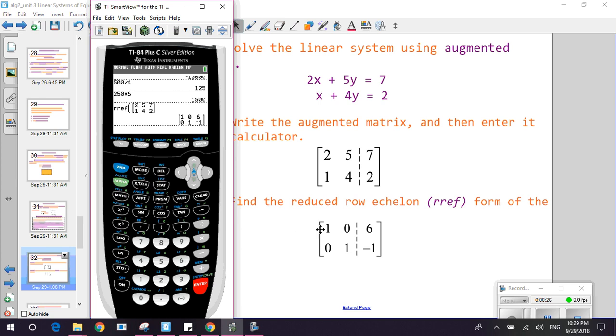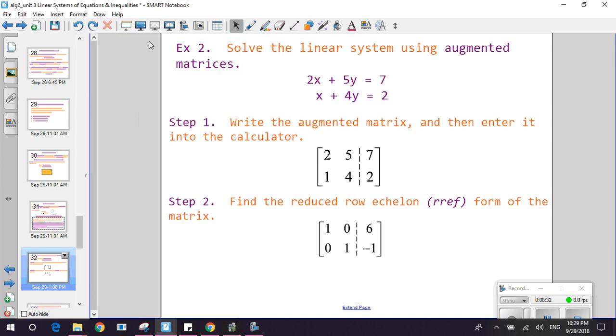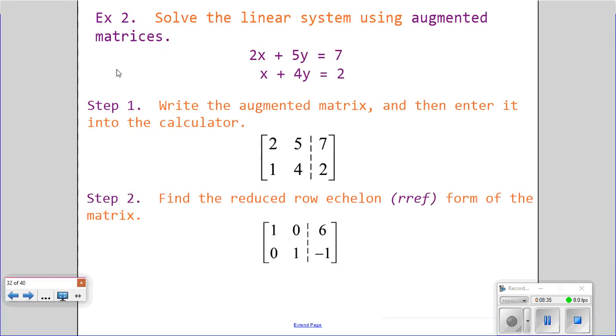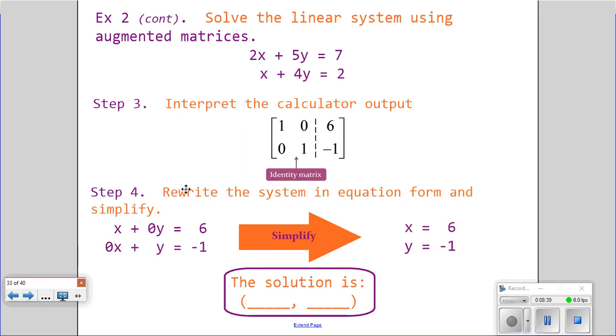So let's now discuss how to interpret this output. Like, what does this really mean? What you should have noticed on the left-hand side of the dotted line was a 2x2 identity matrix. The identity matrix again has ones on the diagonal with zeros everywhere else. And then you had your constants on the right still.